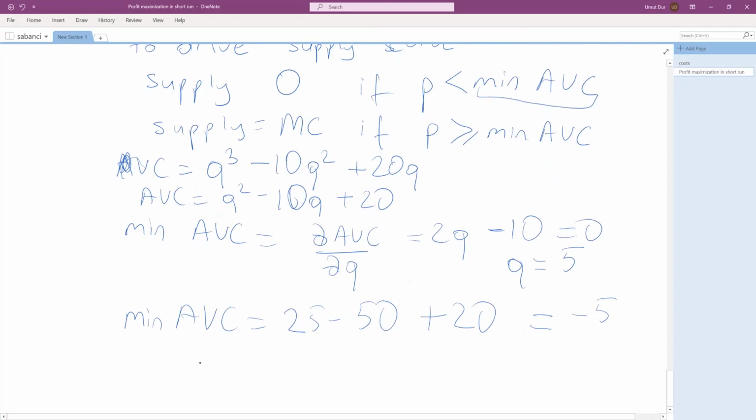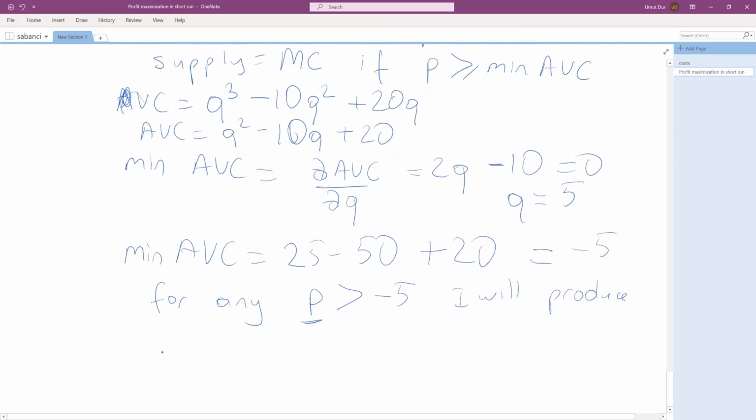So the minimum of the average variable cost is minus 5, which means that, what does it mean? For any p greater than minus 5, I will produce. Since price is always greater than minus 5, supply is never 0, and basically supply will be equal to the marginal cost curve for any p greater or equal to 0.